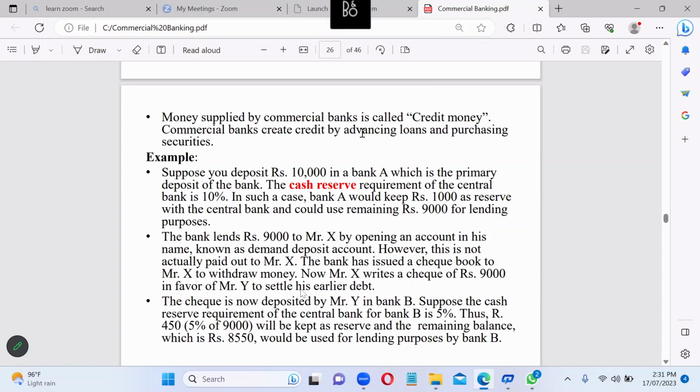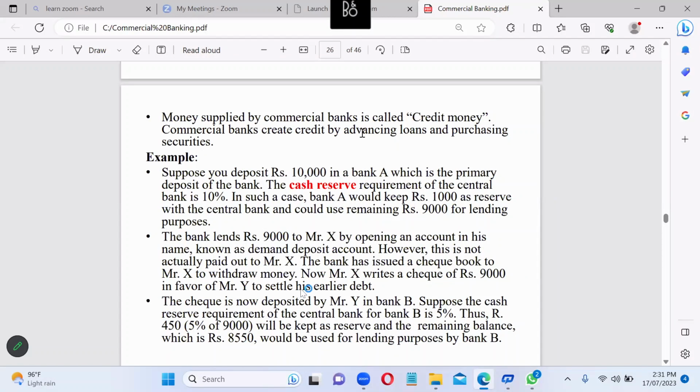Suppose, for example, you deposit 10,000 in bank A, which is the primary deposit. This is the first deposit of the bank. The cash reserve requirement of the central bank is 10%. So from the 10,000, 10% goes to the central bank. That's called the reserve ratio. So bank A would keep 1,000 as reserve with the central bank. We already learned this. The balance of 9,000 is for lending purposes. Through that 9,000, the bank gives a loan to another customer.